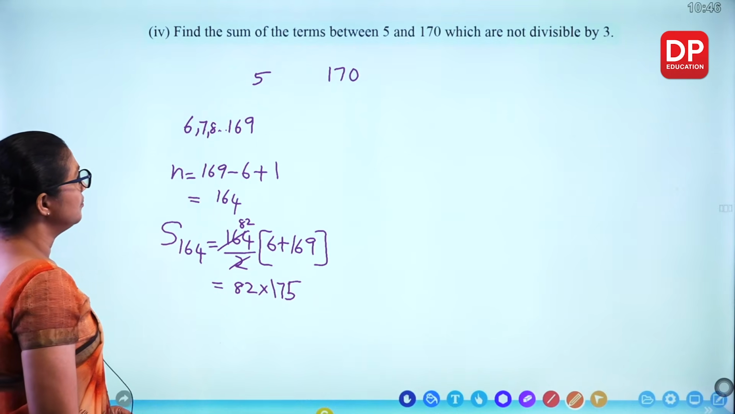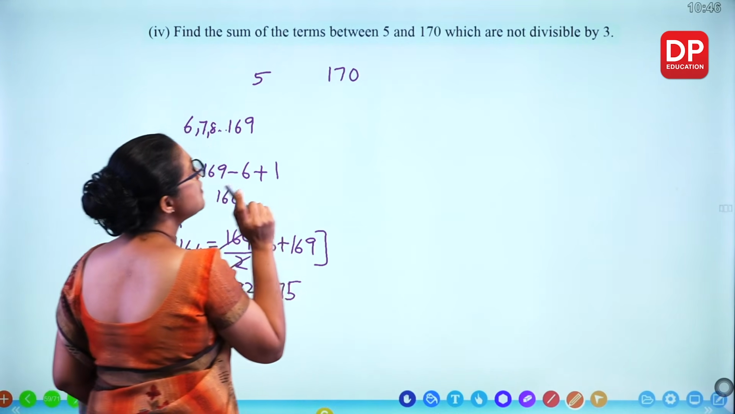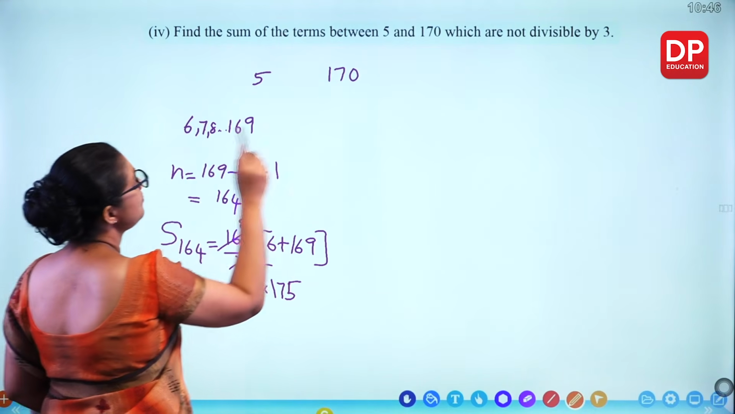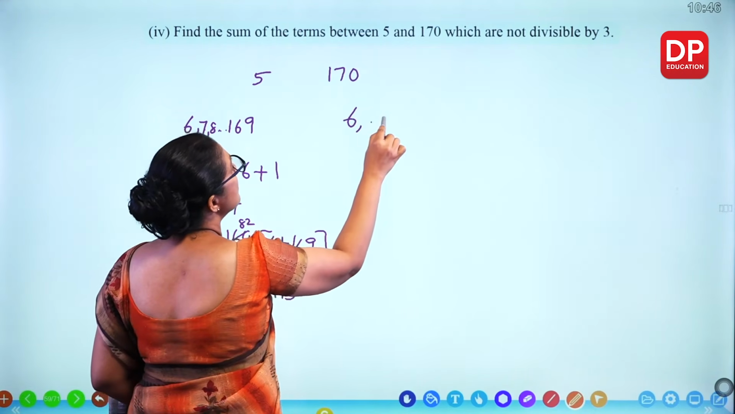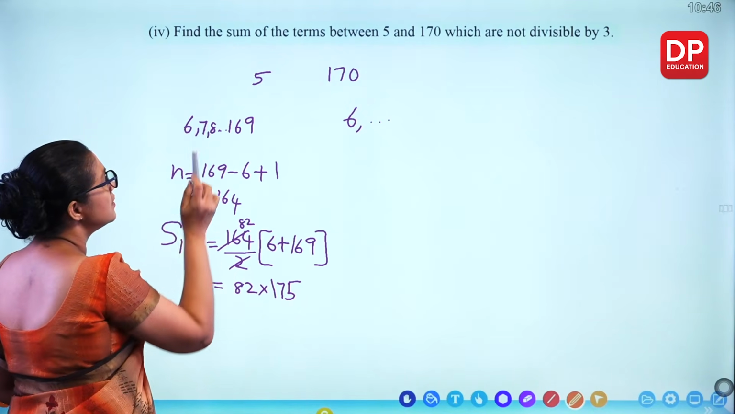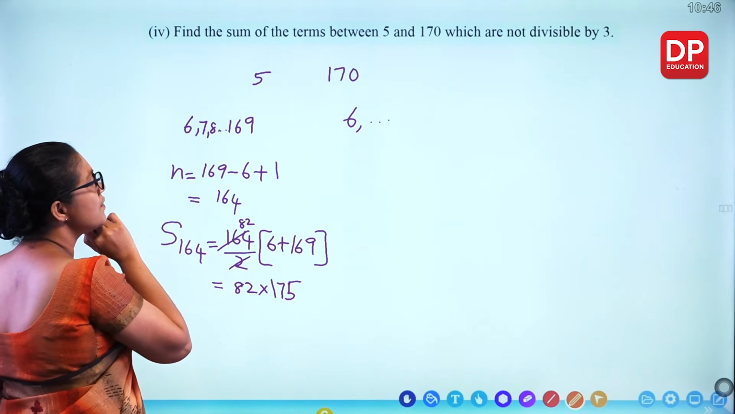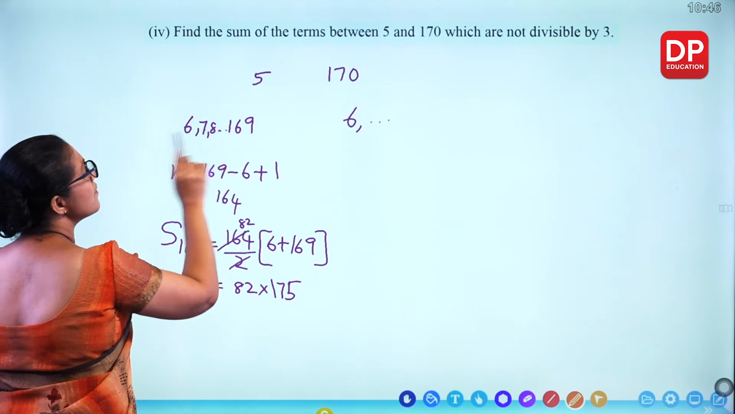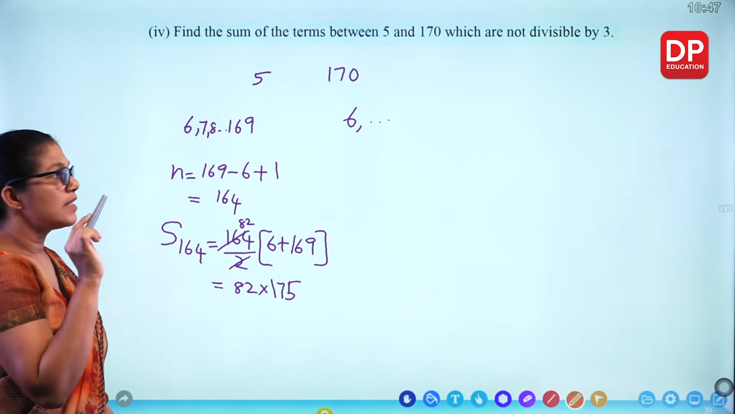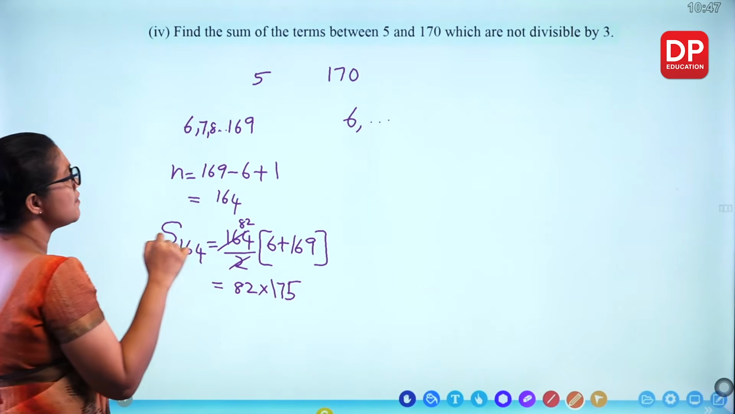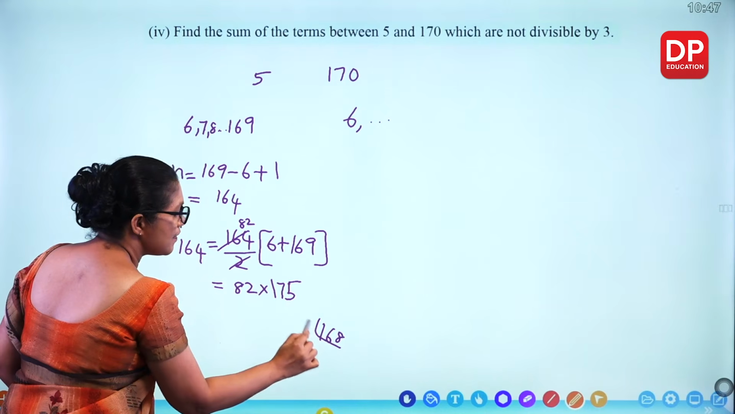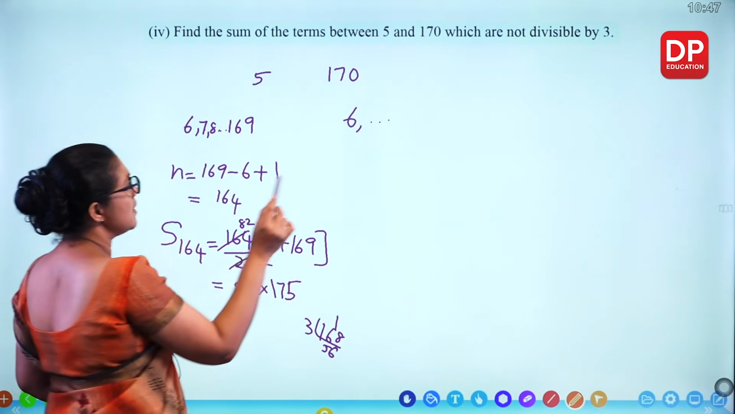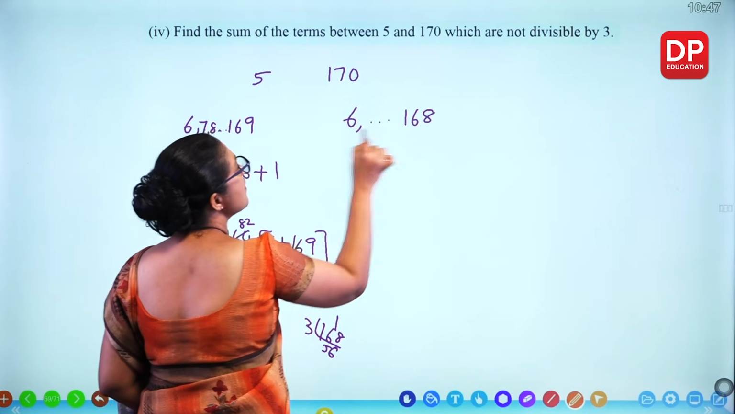Then what are the numbers divisible by 3? What's the first number divisible by 3? 6. Last number? Is this divisible by 3? 3 times 5 is 15. It's not divisible. 168 is divisible. 168 divided by 3 is 56. So it's divisible. So the last number is 168.